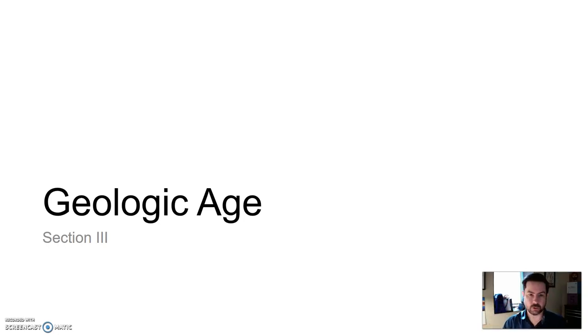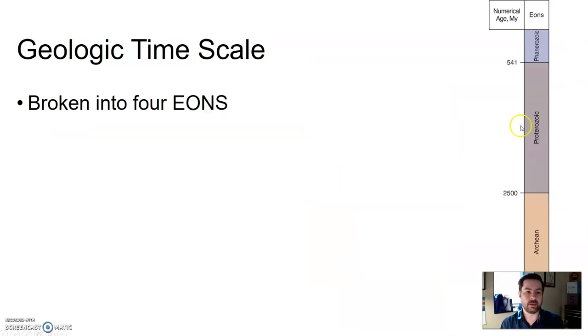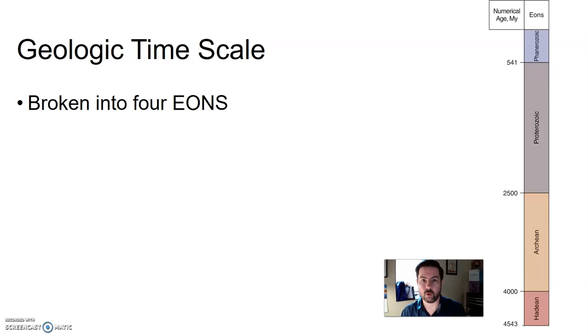All right. So in geology, we have something called the geologic time scale. It breaks Earth's entire history, going back 4.543 billion years, and it's broken down into eons, eras, periods, and epochs. So eons are kind of the four big chunks that we can initially break down all of geologic time in.